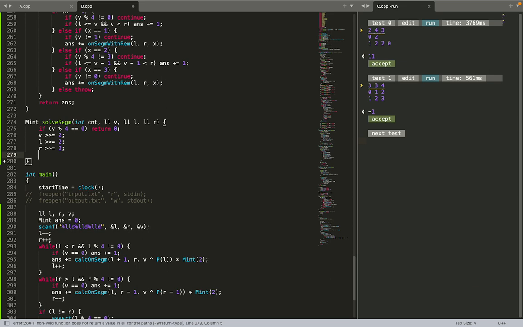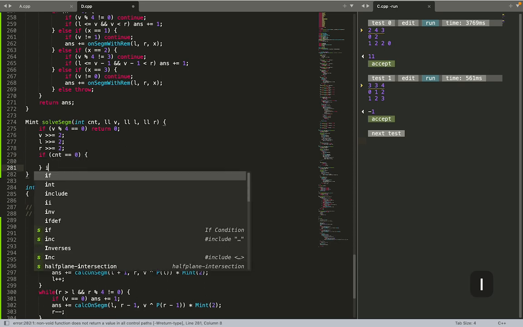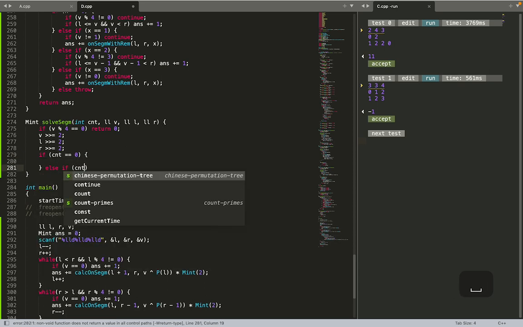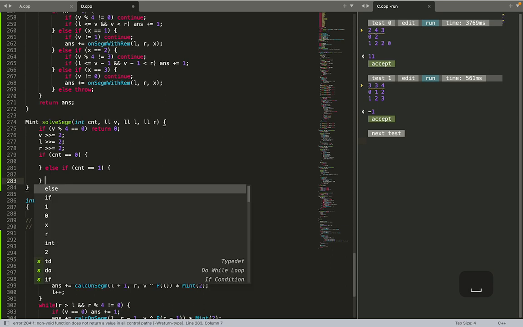So now on this half interval we should choose CNT numbers with XOR equal to V, and 2 minus CNT numbers that are just zeros basically. We should solve 3 cases independently, I think.